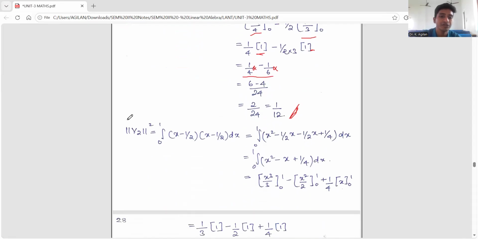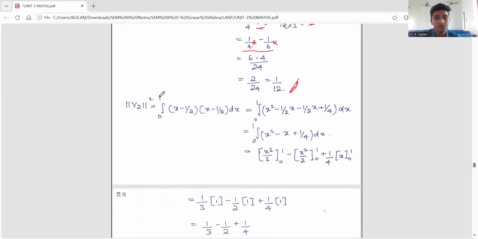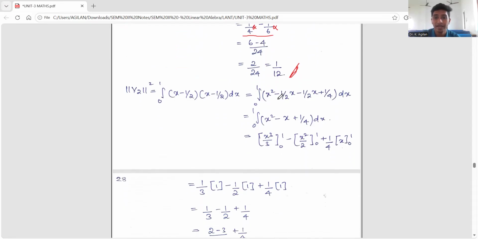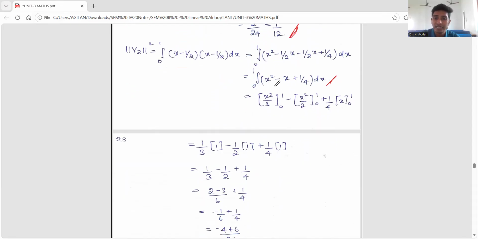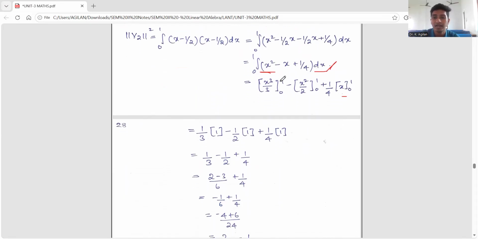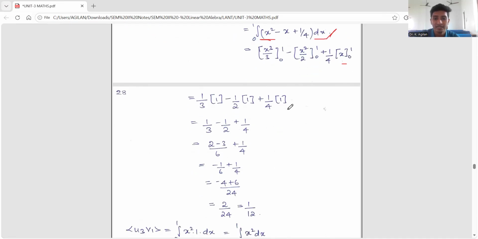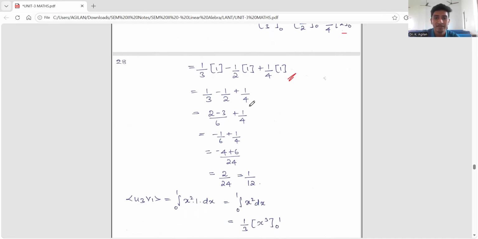Similarly, we need to find the norm of v2 squared, right? The integral from 0 to 1 of x minus 1 by 2 into x minus 1 by 2 dx, which is the integral from 0 to 1 of x square minus x plus 1 by 4 dx. Just multiply these and simplify. The integration of x square is x power 3 by 3, of x is x square by 2, and take 1 by 4 as common. Here it is the integral of dx only, so x is okay. After substituting the upper and lower limits, we get this term and simplify it.